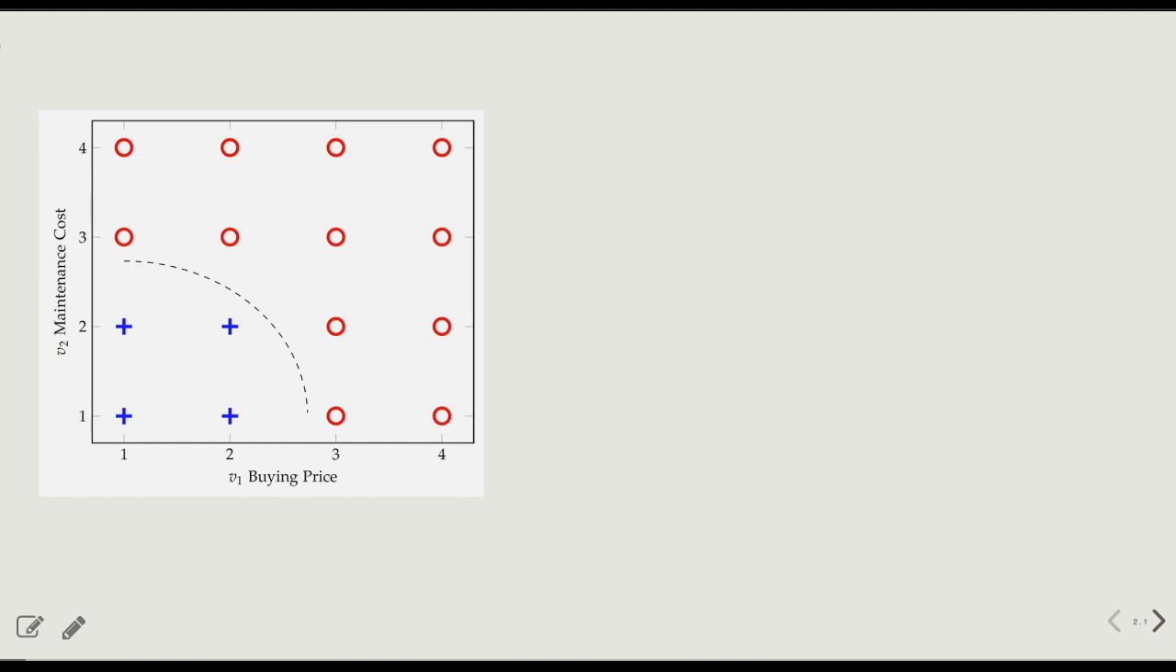And the plot here shows the maintenance cost versus the buying price, with the blue pluses indicating acceptable cars, and red circles indicating unacceptable ones. The two classes appear to be separated, but it is difficult to draw a linear function or a straight line on the figure here to separate the two classes. So the two classes are separable but not linearly separable.